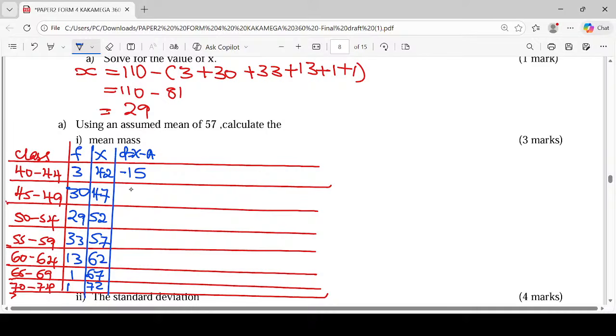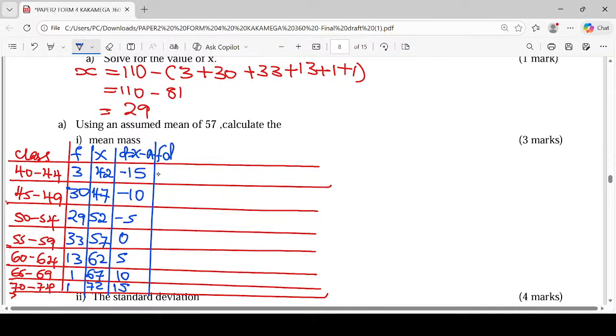47 minus 57, negative 10. Negative 5, 0, 5, 10, 15. Those are the values for D. After that, let's get a column called FD. FD means F times D.